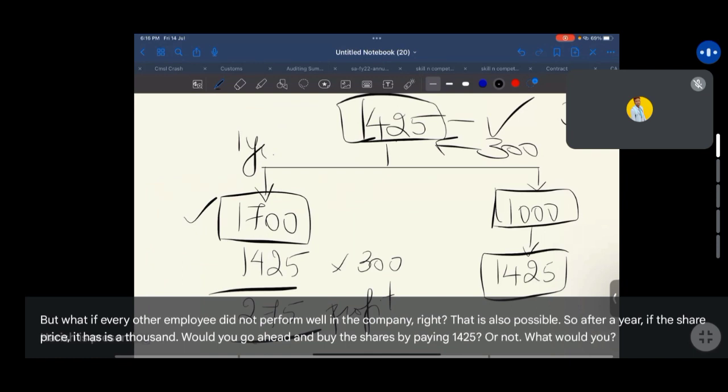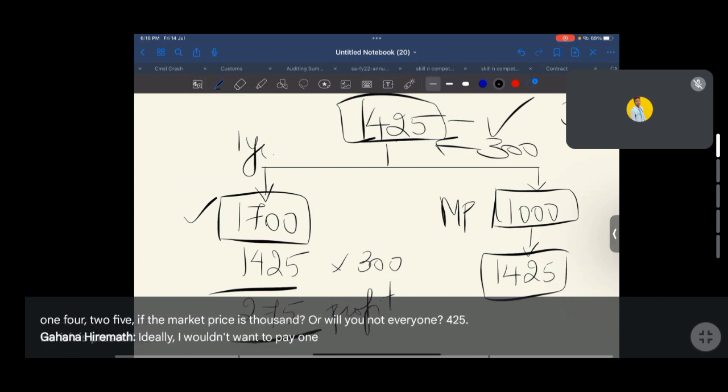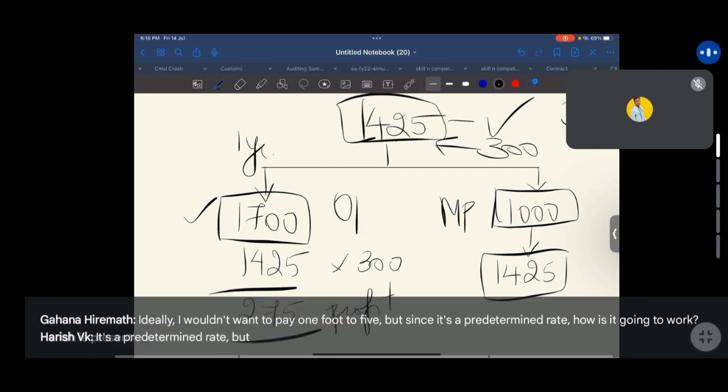What would you do? Would you pay 1425 if the market price is 1,000, or will you not pay 1425? Ideally, I wouldn't want to pay 1425, but since it's a predetermined rate, how is it going to work? It's a predetermined rate, but it's not a predetermined contract.